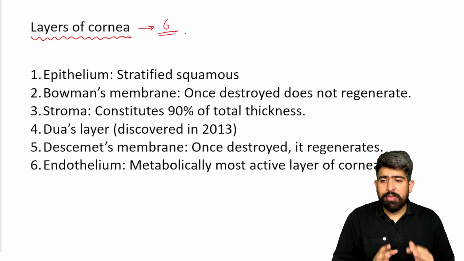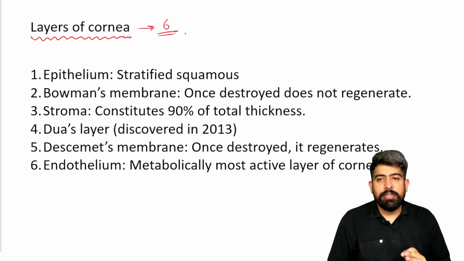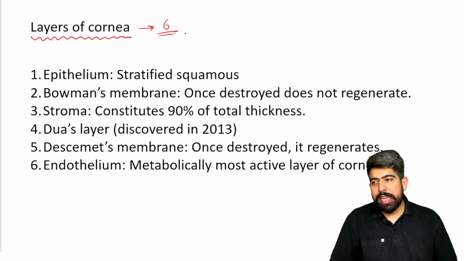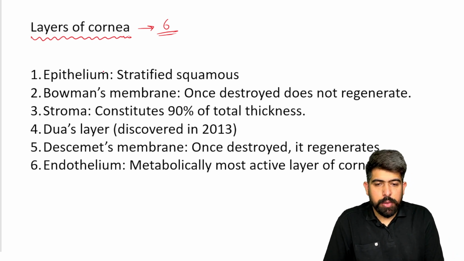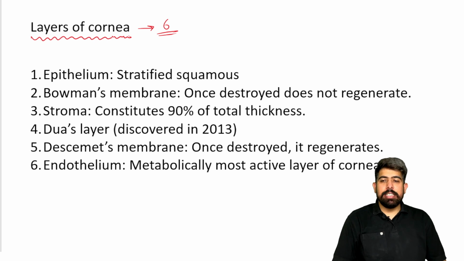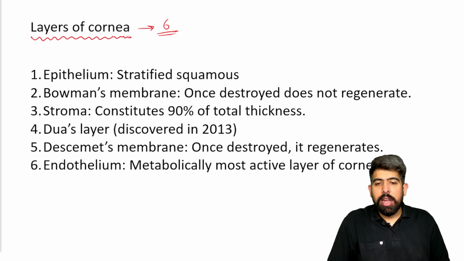If you want to ask about the book reference, the book referred to is AK Khurana, edition 6. Edition 6 is the base of these notes, right? So now we have the 6 layers of our cornea.